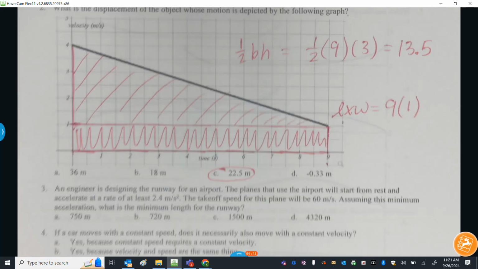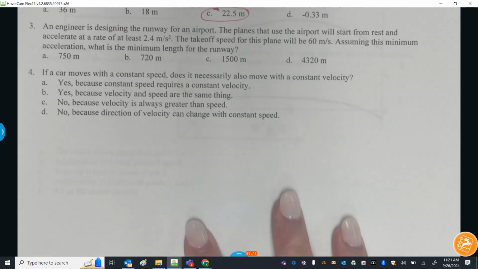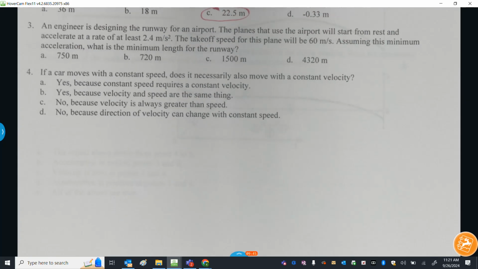All right, number 3. Again, Form A, number 3, is about an engineer designing a runway for an airport. You guys have seen this question before because you had one just like it on your problem set. It says an engineer is designing the runway for an airport. The planes that use the airport will start from rest and accelerate at a rate of at least 2.4 meters per second squared. The takeoff speed for this plane will be 60 meters per second, assuming minimum acceleration. What is the minimum length of the runway?